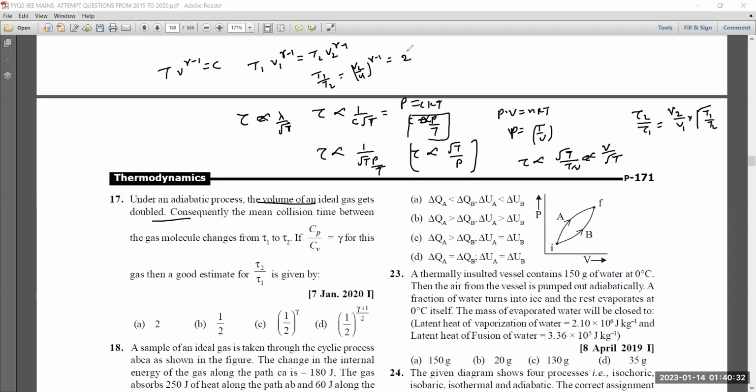Volume is doubled, so this is 2 power gamma minus 1, and therefore if you take the root, it will come by 2. So 2 into 2 power, how much? 1 plus, which is going to 2 power gamma plus 1 by 2. I think we might have missed something in writing, but this seems to be the D answer. Maybe up and down, or maybe they have asked the opposite ratio, 1 by 2, 2 by 1. Can you check the answer? Is it D? Hopefully.